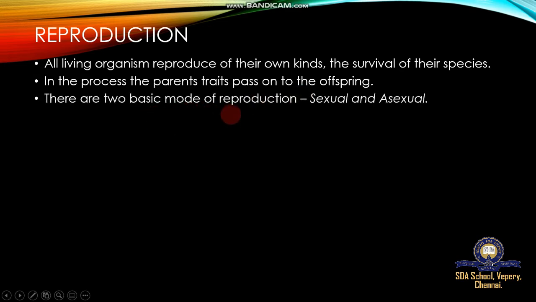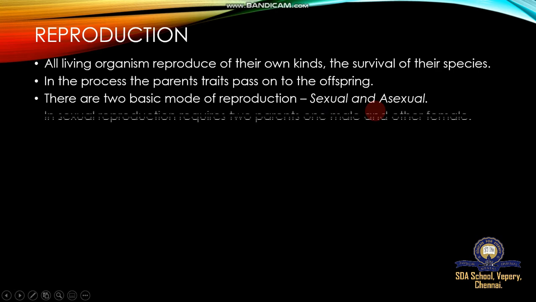There are two basic modes of reproduction, called sexual and asexual. What is sexual? The union of male and female gametes, sperm cell and egg cell, fused together to form a zygote, and the zygote then develops into an embryo, then a young organism. Asexual means without sexual union, and the organism develops.